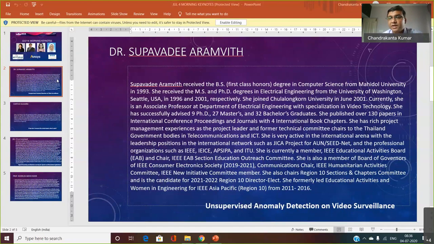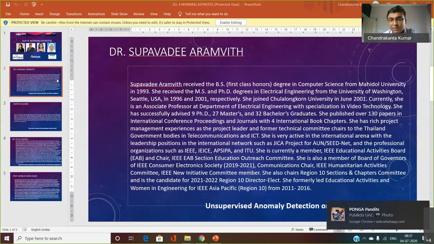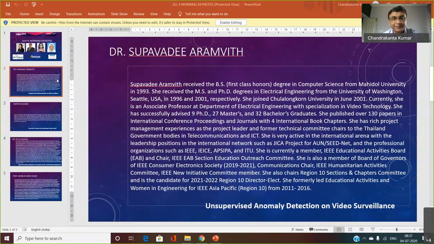She is currently a member of the IEEE Educational Activities Board, and chair of the IEEE EAB Section Education Outreach Committee. She is also a member of the Board of Governors of the IEEE Consumer Electronics Society, communication chair of the IEEE Humanitarian Activities Committee, and a committee member of the IEEE New Initiative Committee. She also chairs the Region 10 Section and Chapter Activity Committee, and she is a candidate for 2022 Region 10 Director-Elect.